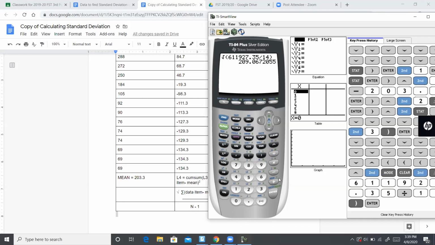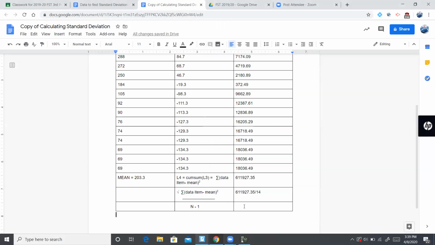What is our number? Our number is 209.067. That, my friends, is the standard deviation, and it's abbreviated Sx. That's the symbol we use for standard deviation, and it is 209.067. So that's the standard deviation, okay?